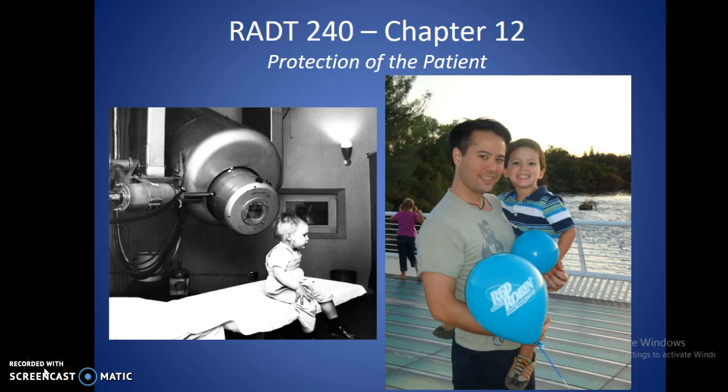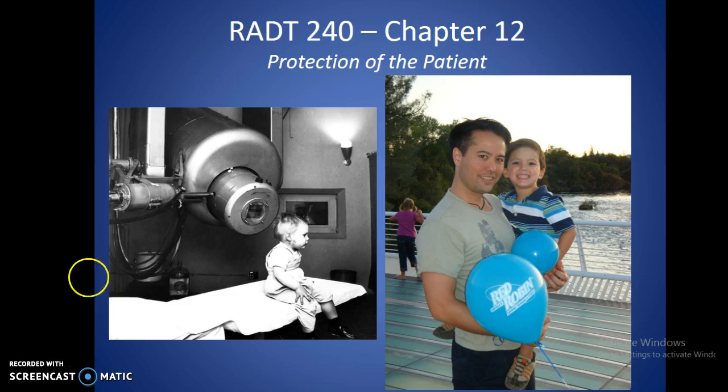All right, for chapter 12 today, we're going to go over the protection of the patient. If you've looked over the chapter a little bit, it goes into quite a number of items, including effective communication, different types of shielding, the Image Wisely campaign, a few other things. So a pretty interesting chapter overall.